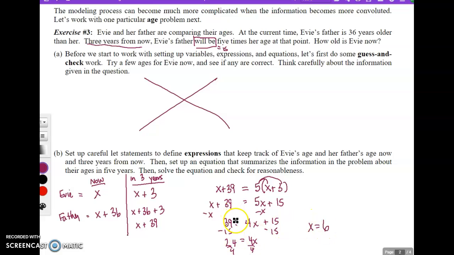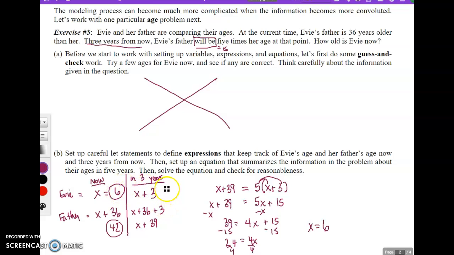So whose age did I just find? I found Evie's age now. So that's what we needed to figure out. How old is her father now? They wanted to know how old they are. In case you want to figure it out, 36 plus 6 is 42. Okay, so he's 42.